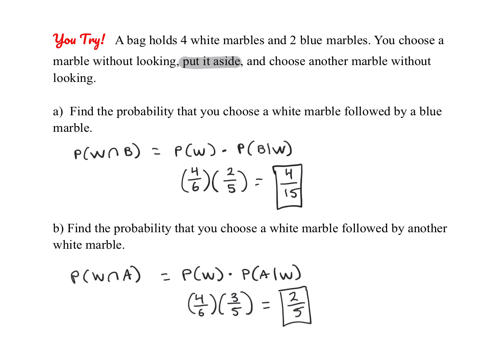Now for part B, the probability you choose a white the first time is 4 out of 6, and then the probability that you choose another white, given that you already chose a white, well, that affects the total outcomes and the favorable outcomes, because there's 1 less total marble, but there's also 1 less white marble. So you multiply, simplify, and you should get a 2 out of 5 probability.